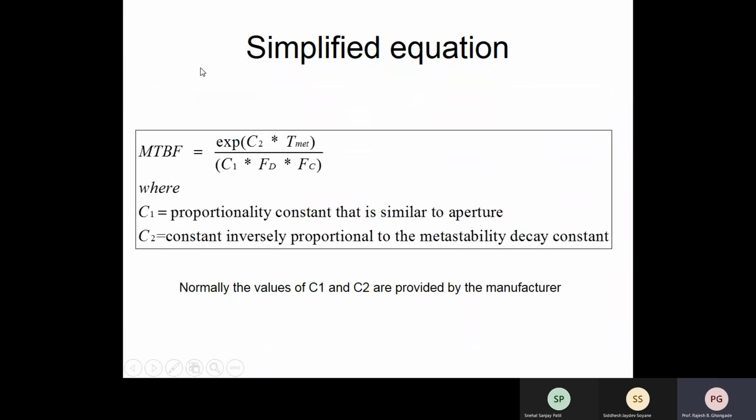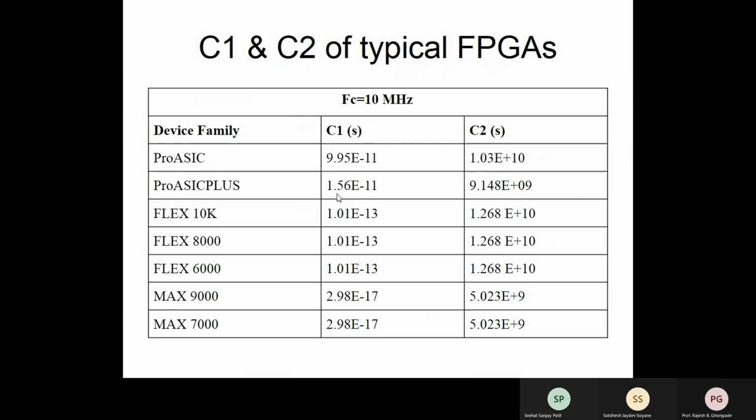This is another simplified equation which I found from literature. MTBF is given as e to the power C2 into Tmet divided by C1 into Fd into Fc. C1 is a proportionality constant that is similar to aperture. This is a simplified version. C2 is a constant inversely proportional to the metastability decay constant. C1 and C2 values are given by the manufacturer. So it becomes very easy for you to calculate the MTBF.